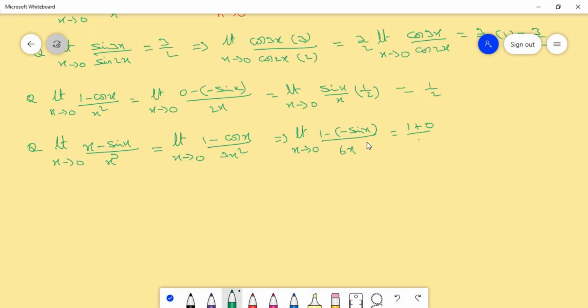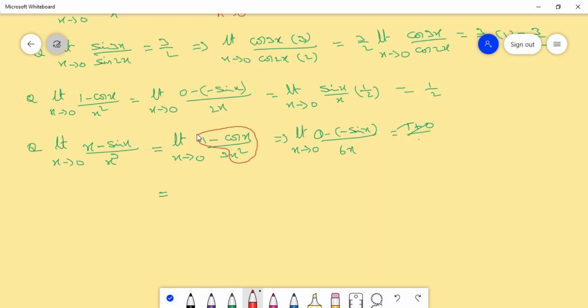Do one thing here. Sin x by x, here we made one mistake. The constant's derivative is 0, so that's why here we get the 0 by 0 form. Then do one more L'Hospital rule, or else do one thing here. Apply L'Hospital rule, or else you check from here only.